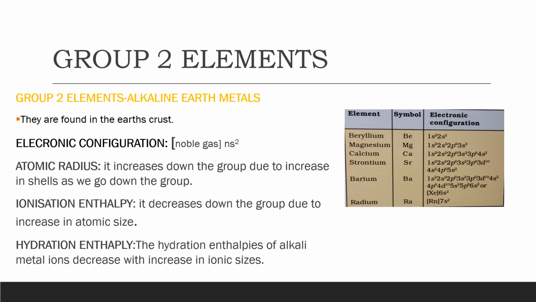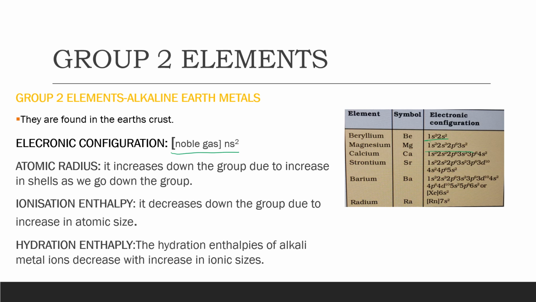They are also known as alkaline earth metals because they are found in the Earth's crust. Their electronic configuration is represented with noble gas and ns2. As you see in this table, this is the electronic configuration of each and every element: beryllium, magnesium, calcium, strontium, barium and radium.